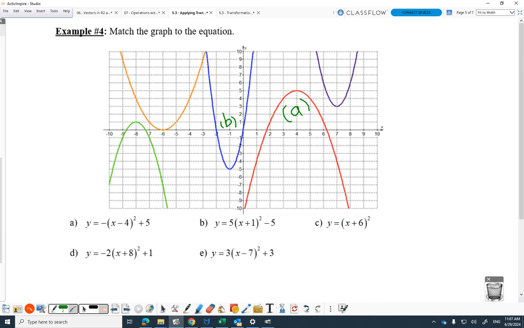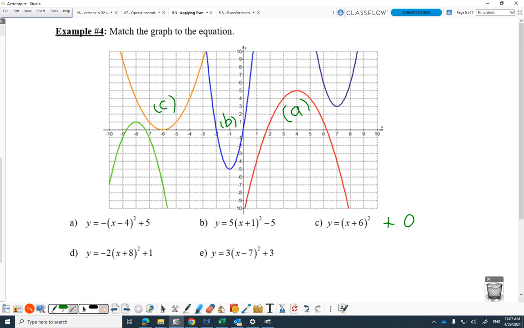5, vertical stretch. Left 1, down 5. Okay, so good. C is either the easiest one or the hardest one, depending on what's happening in your brain. Orange, I agree. How did you get there? I saw the +6, left 6, bang. And there was no up, down. But those are the ones, surprisingly, that mess people up sometimes when it doesn't have another number. And so maybe you write a +0 out there just to help your brain go, okay, hasn't moved up, down.